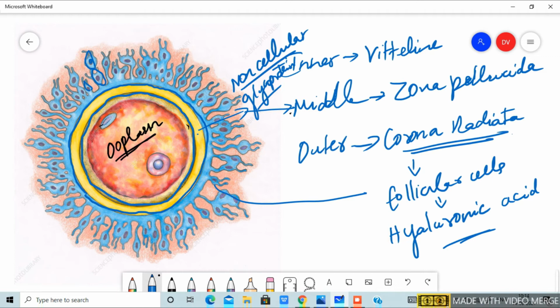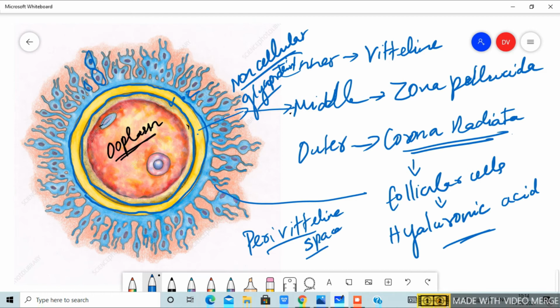Alright guys, so this is about the 3 layers: the inner vitelline, the middle zona pellucida, and the outer corona radiata. So guys, there is a space. Can you see, if this is the vitelline membrane and this is the zona pellucida, in between them you can find a space? What is that space called now? That space is called the perivitelline space. So if you ask me, ma'am, what is this space for?